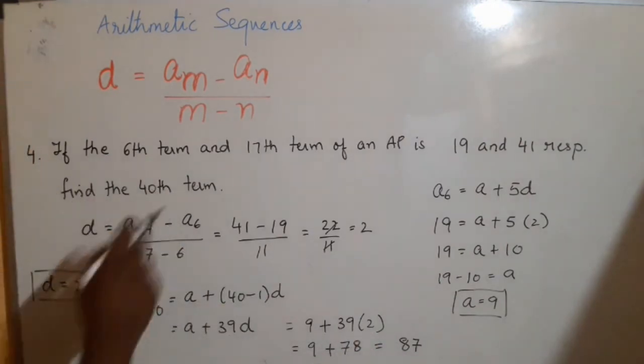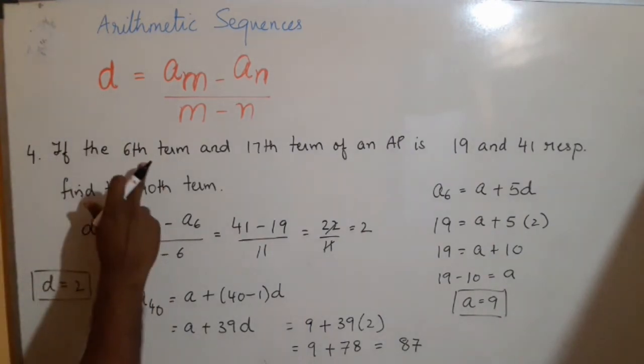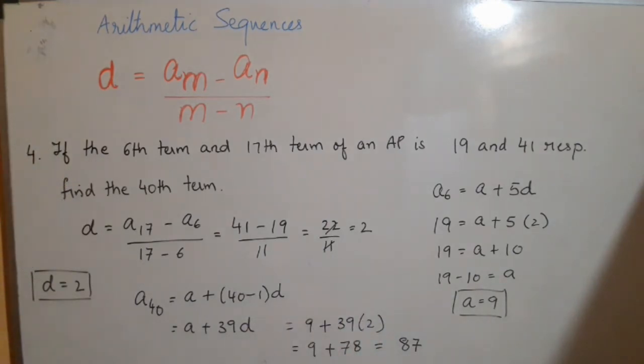To find a term of the sequence, we should know a, the first term, and the common difference. The common difference can be found out by the shortcut, but the first term will have to be found out by using either term and the formula. So I hope you have understood this sum.